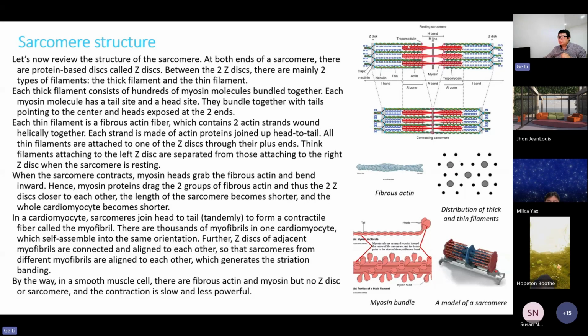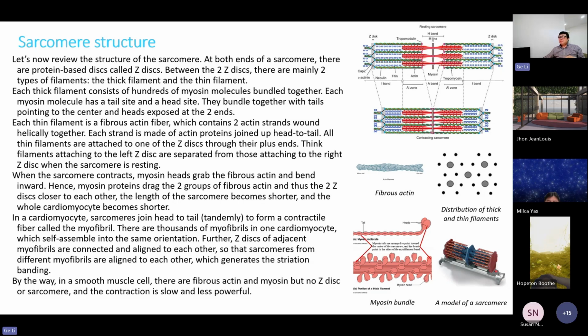In this case, this is the myosin, and this is the actin. So this is the resting status of the sarcomere or muscle cell. In this case, the actin and the myosin do not really have a large overlap. But when this muscle is activated, the myosin will push the actin inward, and now they have a larger overlap between these two molecules.